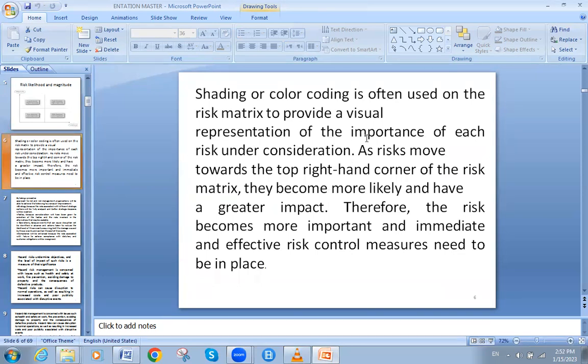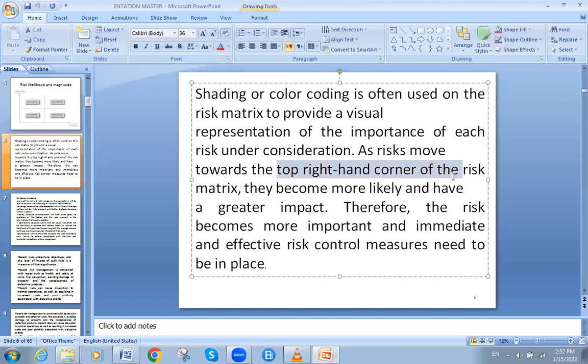So also of the importance of each risk under consideration. As risks move towards the top right-hand corner of the risk matrix, they become more likely and have a greater impact. Therefore, the risk becomes more important and immediate, and effective risk control measures need to be put in place.